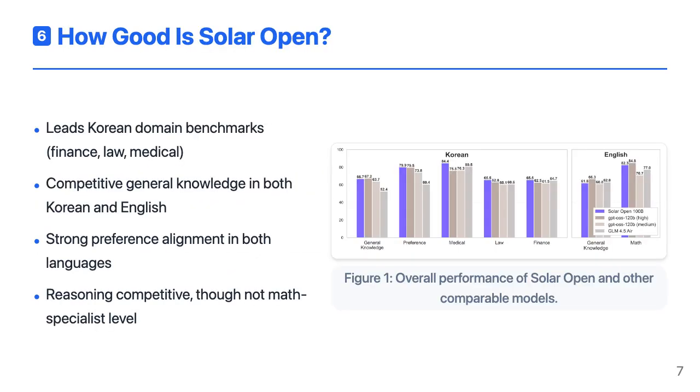In terms of performance, Solar Open is particularly strong where it was designed to be strong: Korean domain expertise. It leads comparable open models on Korean finance, law, and medical benchmarks. Its general knowledge performance is competitive in both Korean and English, and its preference alignment scores are high in both languages. For mathematical reasoning, it's solid, but not at the level of specialized math-focused models, which reflects a deliberate trade-off in the data design toward natural text and domain expertise.